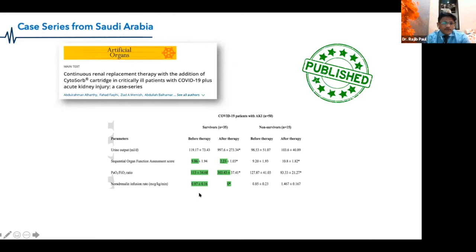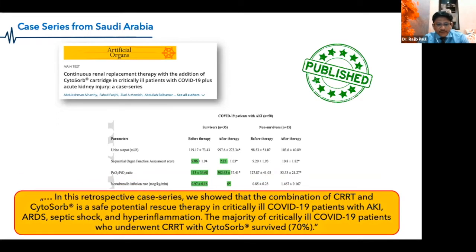A case series published from Saudi Arabia used Cytosorb in patients with COVID-19 and AKI. In critically ill patients with COVID-19 pneumonia and AKI, they used renal replacement therapy along with Cytosorb, and found significant improvement in urine output, SOFA scores, and the pulmonary PF ratios, and complete reduction in the vasopressor requirement after therapy in all the survivors. Out of 50, there were 35 survivors and 15 non-survivors, which was a very good number. It was a retrospective case series.